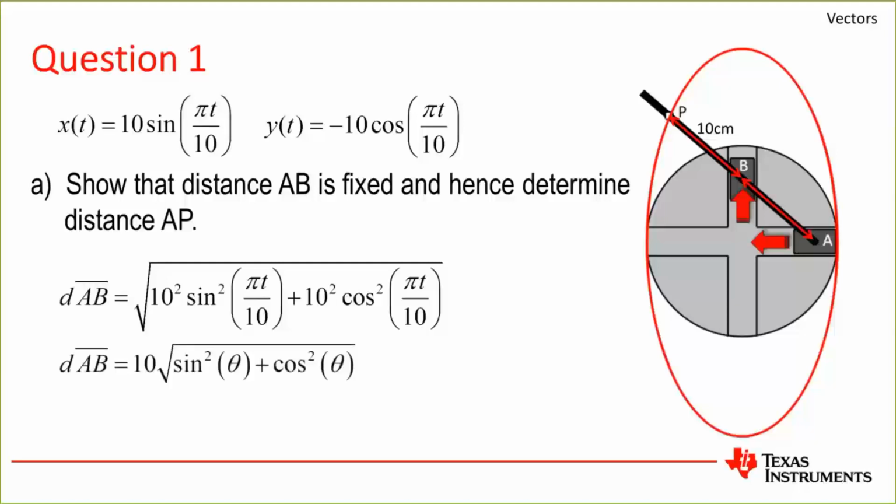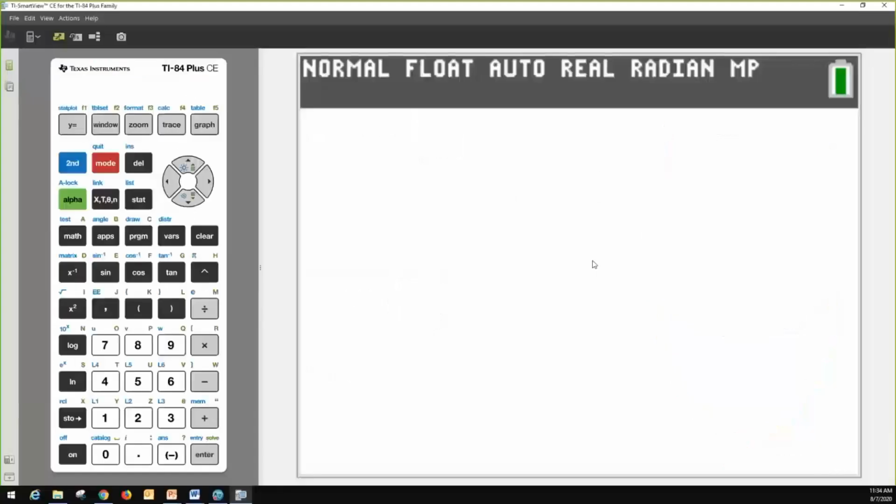We can take out a common factor of 10, and we can see that sine squared plus cos squared. I've replaced the pi t on 10 with theta just so you can identify the identity involved, and we get it simplifying to 10. So this is an example where you won't use your calculator to show, but you might want to check your answer. We've got 10 as our distance. So let's see how you might check that answer using your calculator.